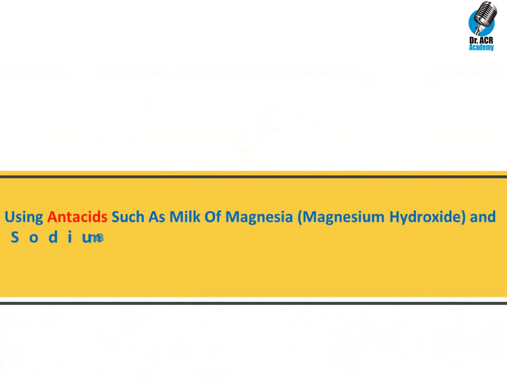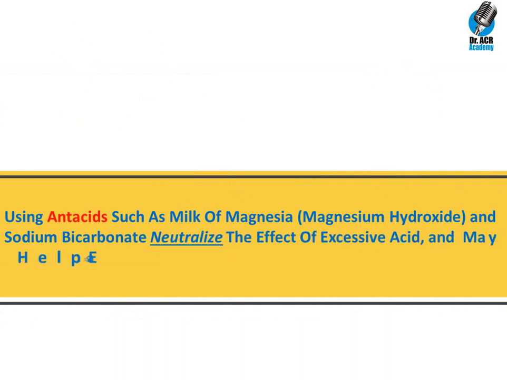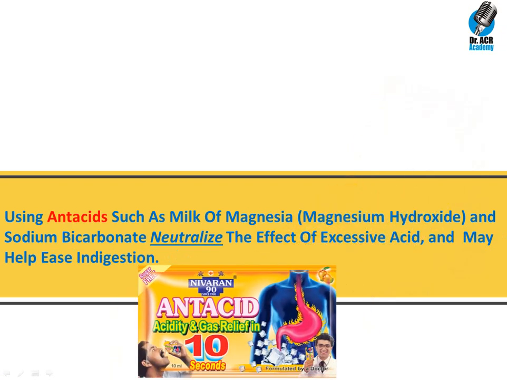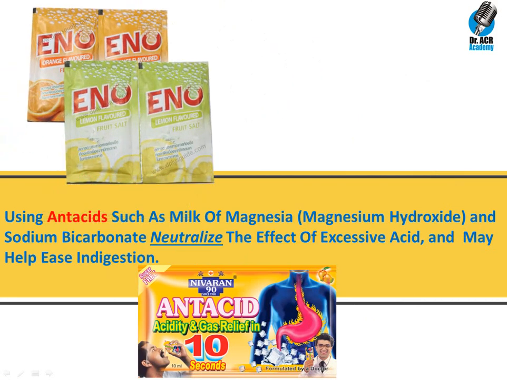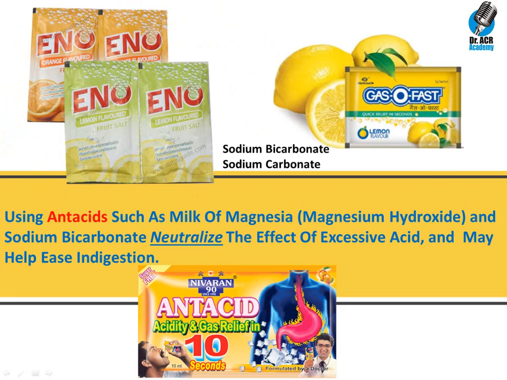Using antacids such as milk of magnesia, which has magnesium hydroxide, and sodium bicarbonate neutralizes the effect of excess acid and may help ease indigestion. A few examples are antacid, Eno and Gaviscon. Gaviscon and Eno have sodium bicarbonate and sodium carbonate, which are called antacids.